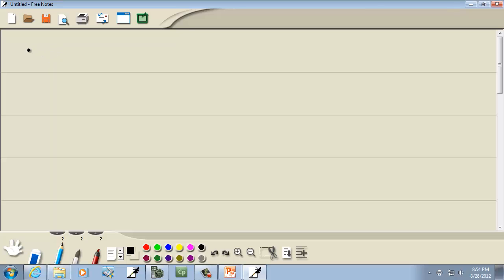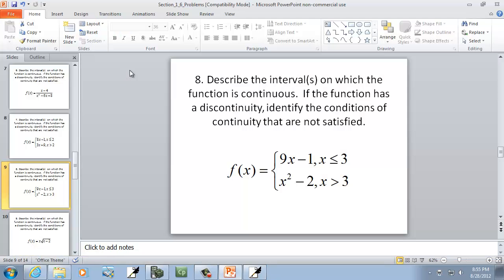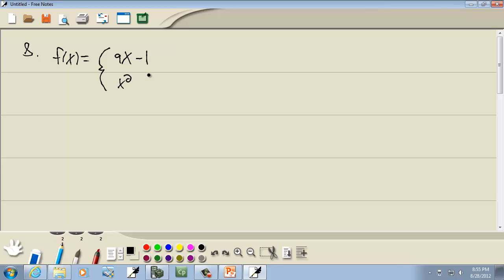Look at this one. f of x is equal to 9x minus 1, sorry, and x squared minus 2. This is x is greater than 3, and this is x is less than or equal to 3. Okay. The first thing we look for is discontinuities in each individual piece. 9x minus 1, that's a nice line. There's no fractions, no radicals, so we're okay. x squared minus 2, that's a nice parabola. There's no fractions, there's no radicals here. So in each individual piece, there's no discontinuities.